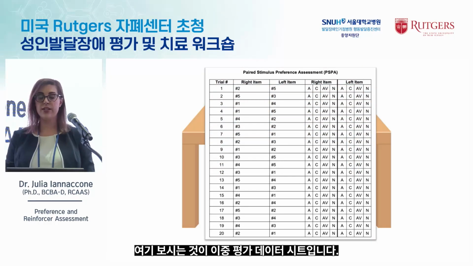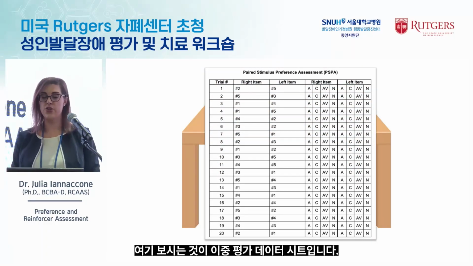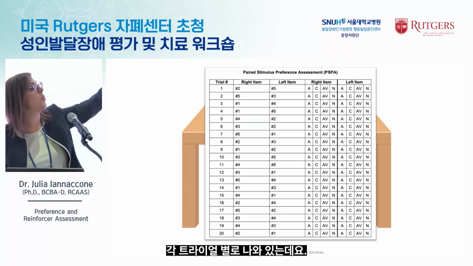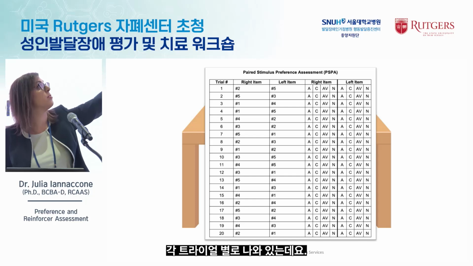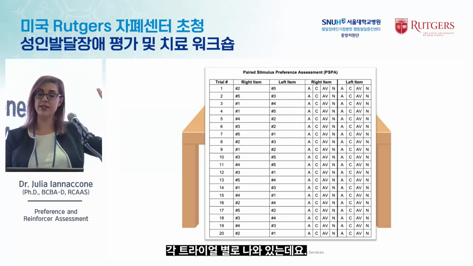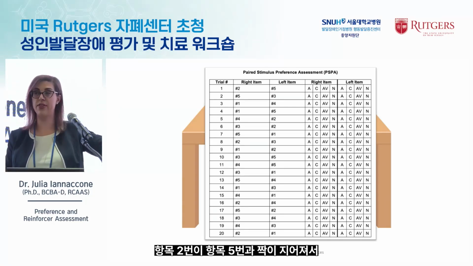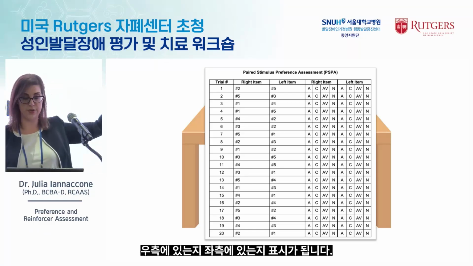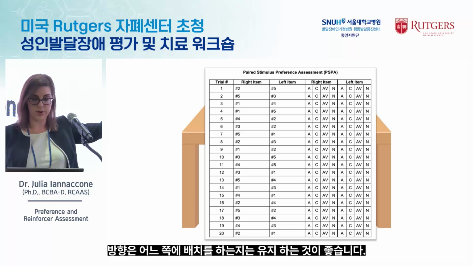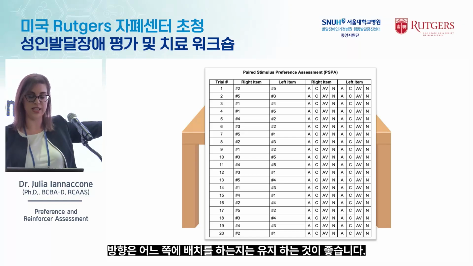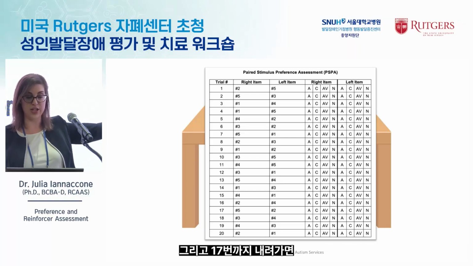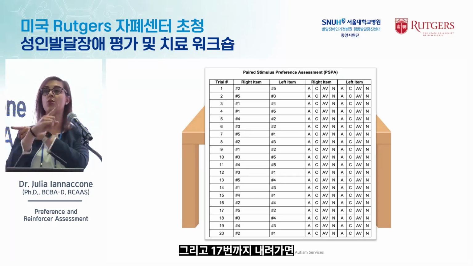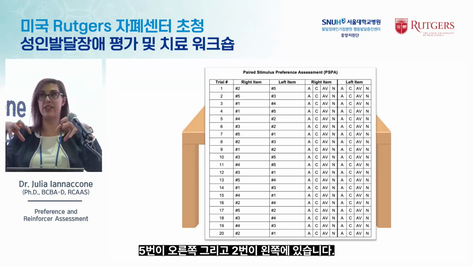So this is a data sheet for the PSPA. You see that in trial number 1, item number 2 is paired with item number 5. Item number 2 is on the right, and item number 5 is on the left. It's very important that you keep the sides the same, because if we go to trial number 17, 5 is on the right and 2 is on the left. So every item is paired with each other and the order is swapped and it's randomized.